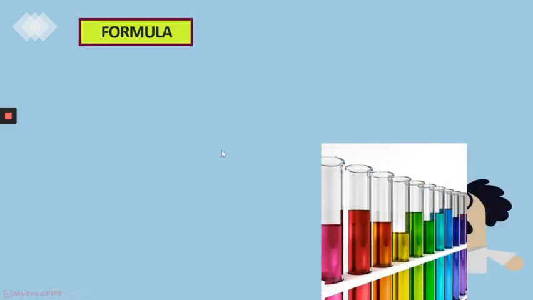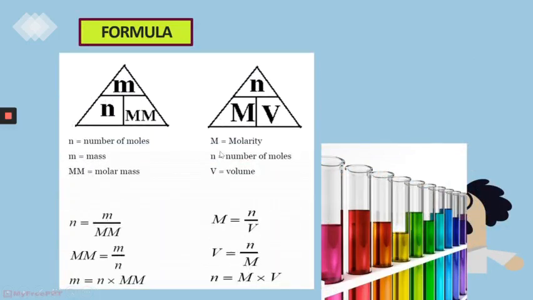So look at the formula for molarity and number of moles. According to the formula, n is number of mole, m is mass, and mm is molar mass. So number of mole equals mass over molar mass. If you want to calculate the molar mass, you just rearrange this formula, so you will get mass over number of mole.